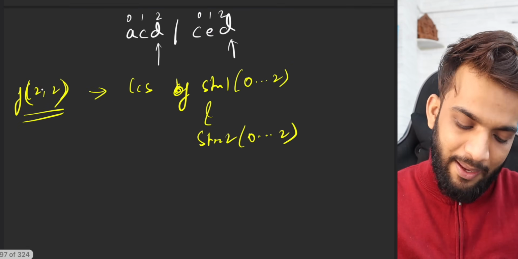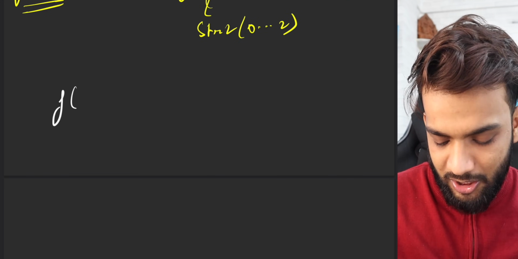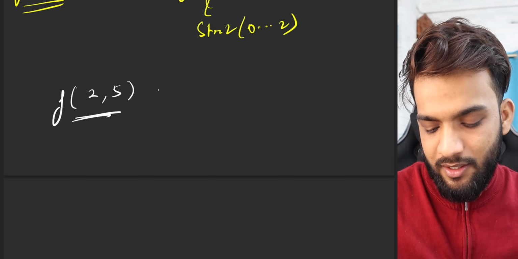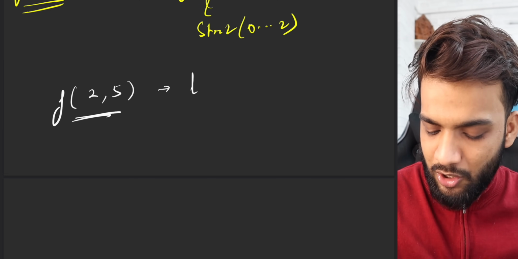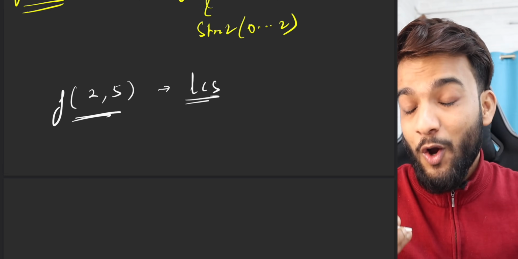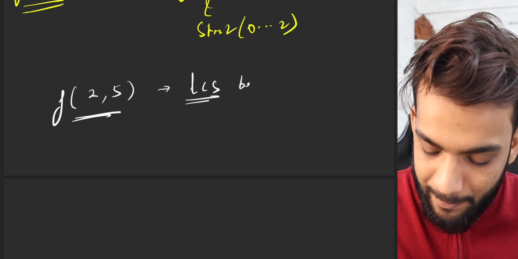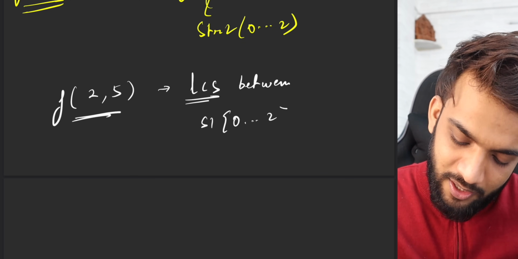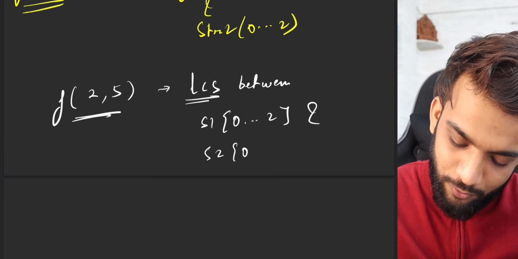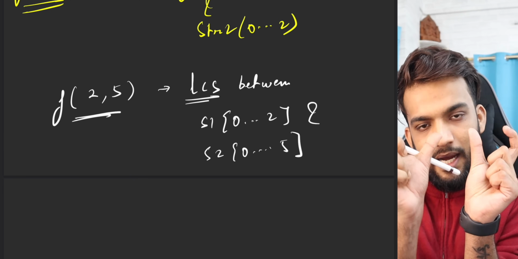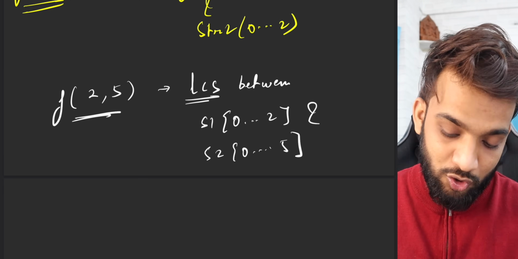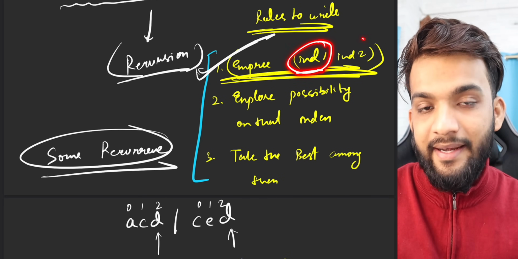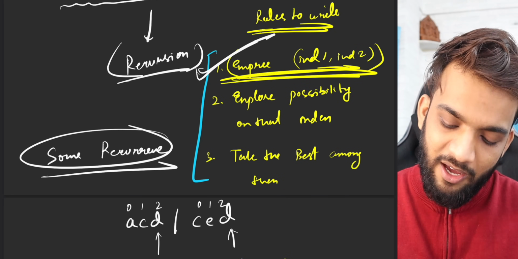If I'm writing something as f of, let's say, 2 and 5, what does this signify? It signifies: give me the longest common subsequence between string s1 from 0 to 2 and string s2 from 0 to 5, a smaller string and a larger string. I hope you have got an idea of what I mean by index 1 and index 2.